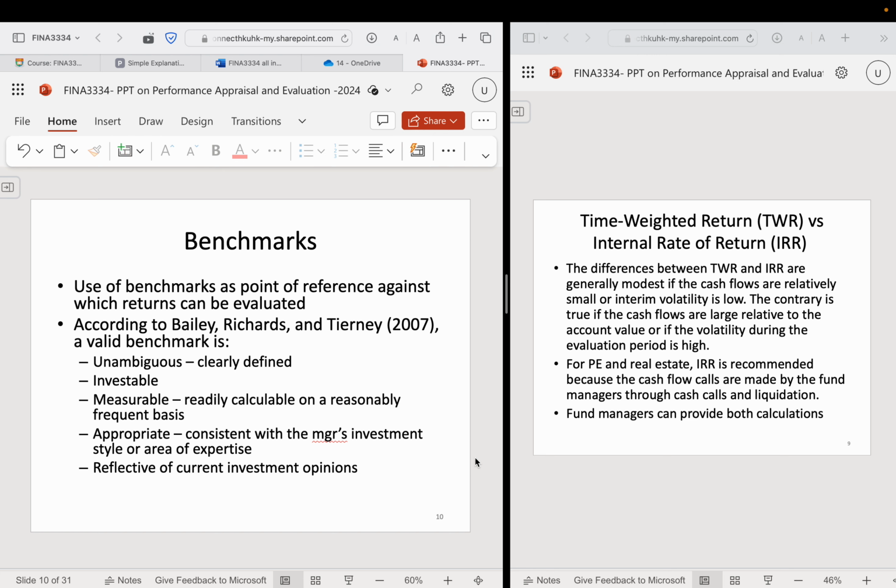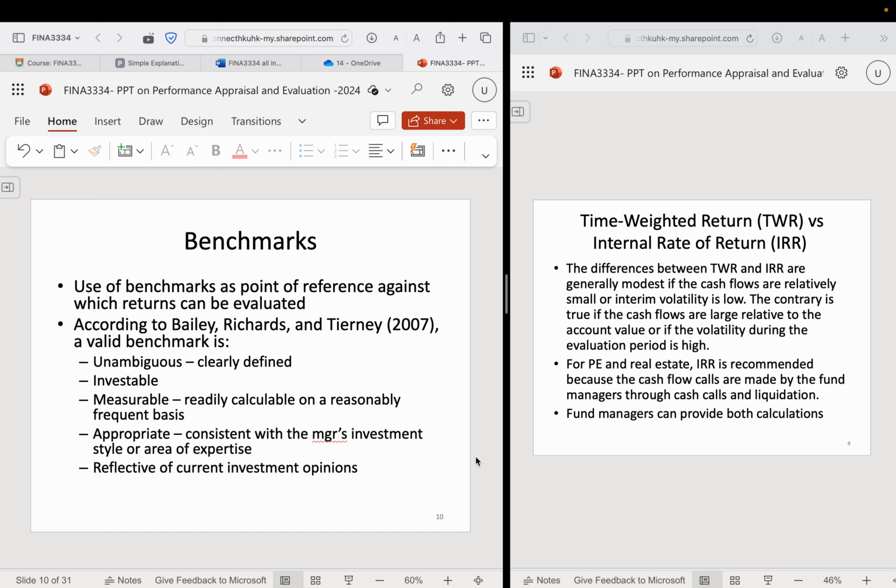It must also be measurable, readily calculated on a reasonable frequency basis. That means it's easy to get the information on the benchmark. It must be consistent with the managed investment style or area of expertise, so that's very important. I would also say it must reflect the risk profile of the client, and also the current investment opinions.